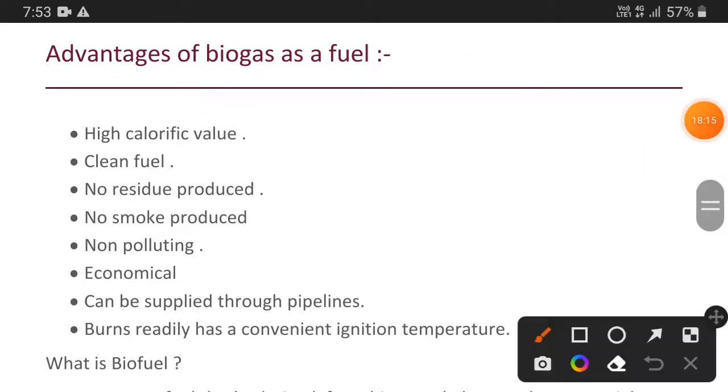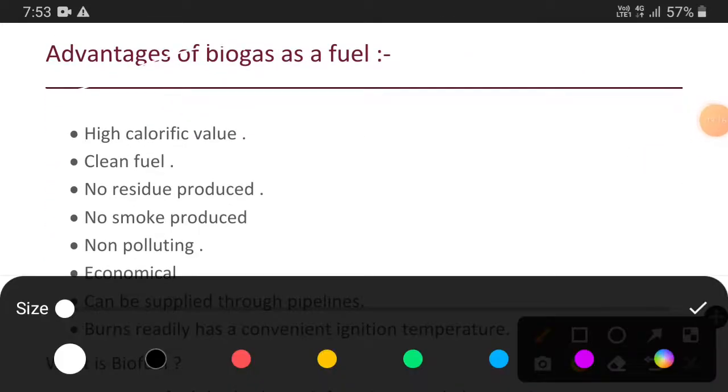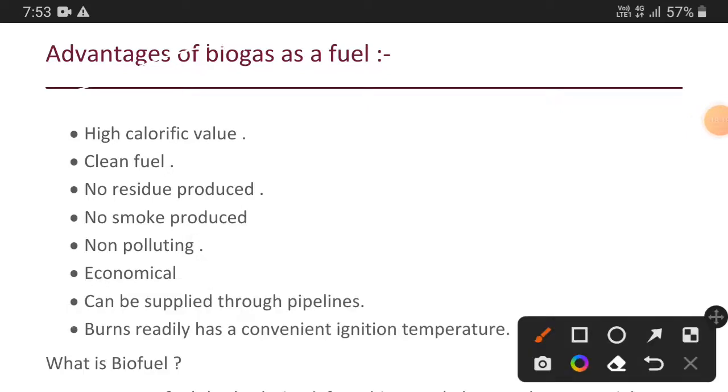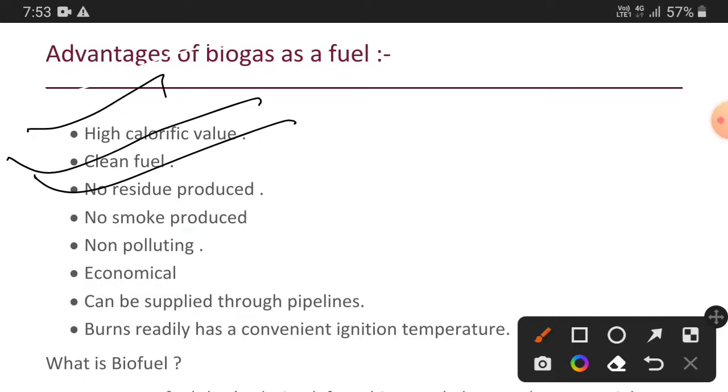So the advantages of biogas as a fuel: don't try to remember it, just try to feel it, so you can easily write it. Okay, it provides high calorific value. Okay, clean fuel, no residue produced, because remember, here we are not using any kind of coal-like particles.